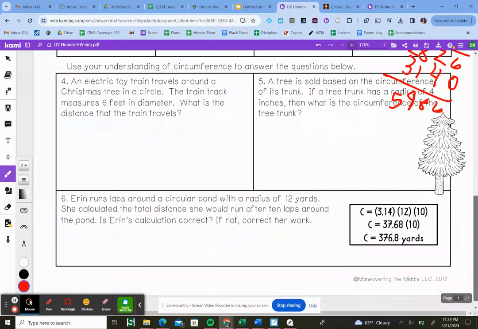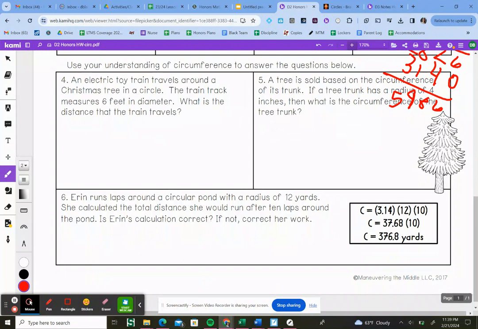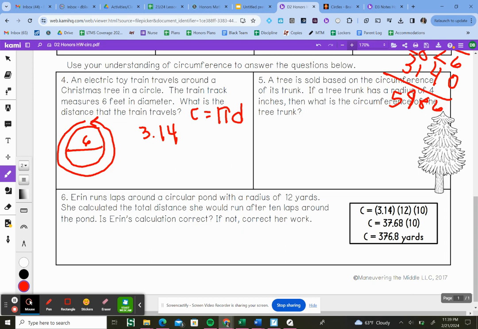Okay, next one. An electric toy train travels around a Christmas tree in a circle. The train track measures 6 feet in diameter, so all the way across is 6. What is the distance the train travels? So if it's going around the track, that's the circumference. So I am going to do circumference equals pi times diameter. So 3.14 times 6. That would be 18.84 feet.